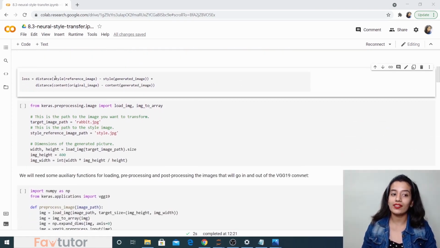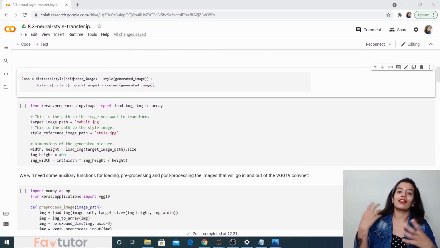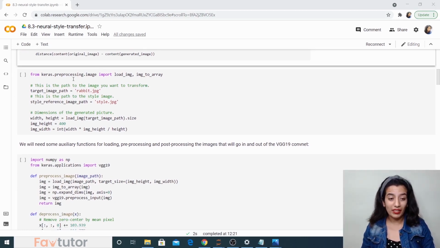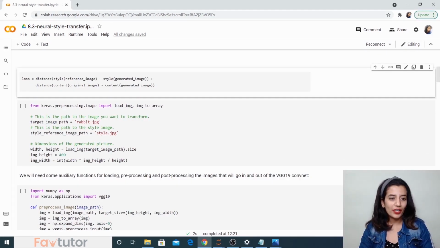So, we also discussed what the loss is. Loss is nothing but the summation of the content loss as well as the style loss. We also discussed and derived this mathematically. Now start with the pre-processing of the data. We already know that whatever data we are going to build a model on, we need to pre-process it. So what exactly does pre-processing an image mean?